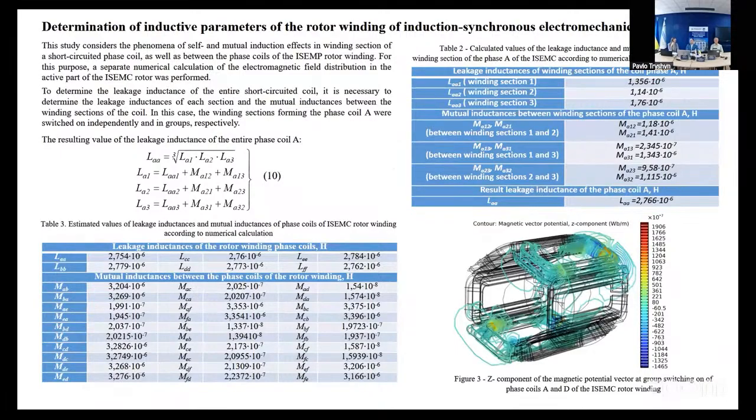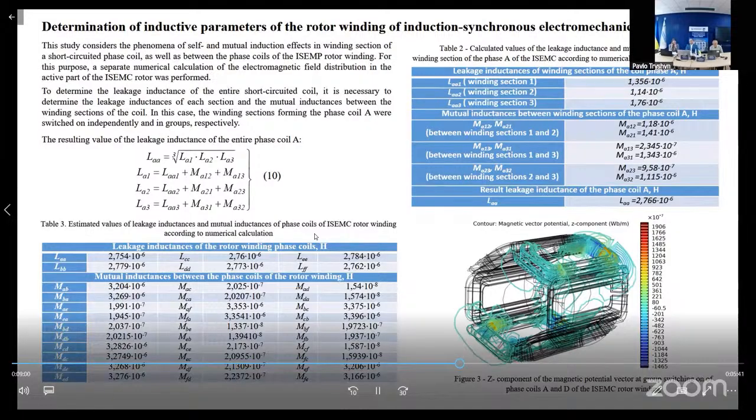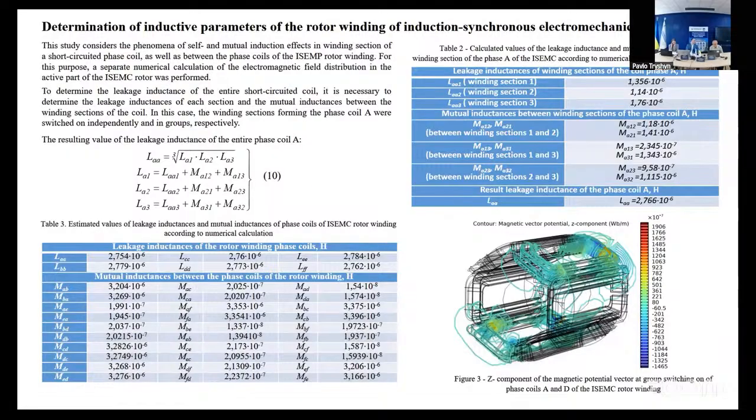Thus, to determine the leakage inductance of the entire short-circuited coil, it is necessary to determine the leakage inductances of each section and the mutual inductances between the winding sections of the coil. In this case, the winding sections forming the phase coil A were switched on independently and in a group respectively. Table 2 shows the calculated values of the leakage inductances and the mutual inductances of the rotor winding sections of phase A of the induction synchronous electromechanical converter according to numerical modeling.